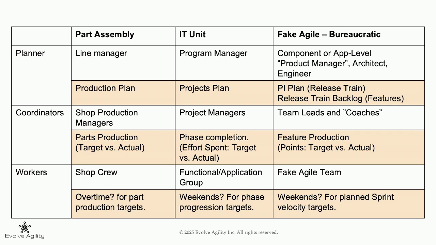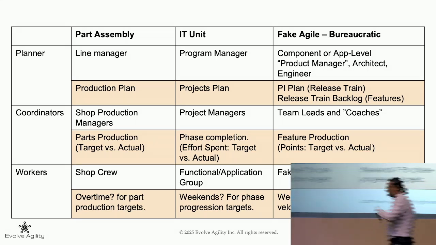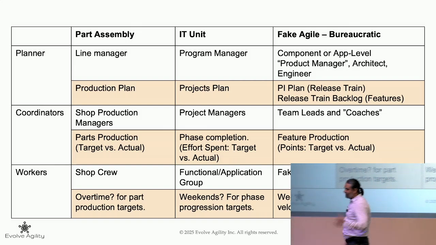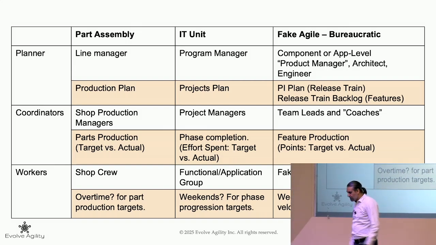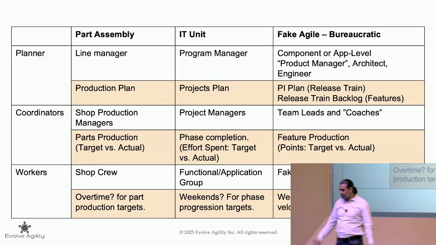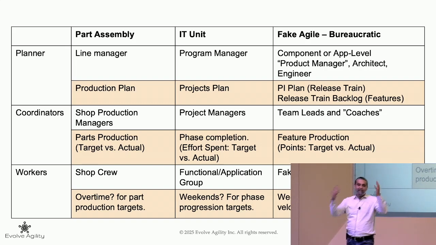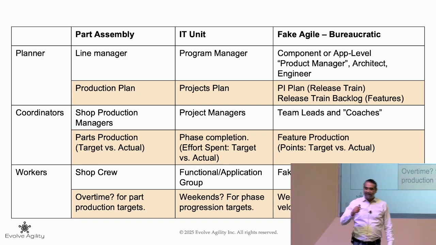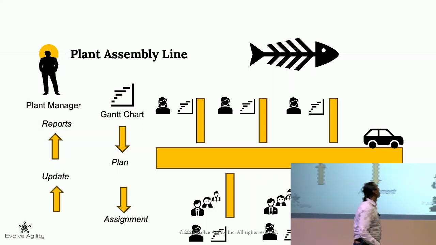The coordinators are now project managers, and the workers are my functional or application groups. Fake Agile, I now need team leads or so-called coaches, component level application managers or product managers, and a fake Agile team reporting on the story completion rate for every single sprint. I'm going to lose my breath, but I'll continue.